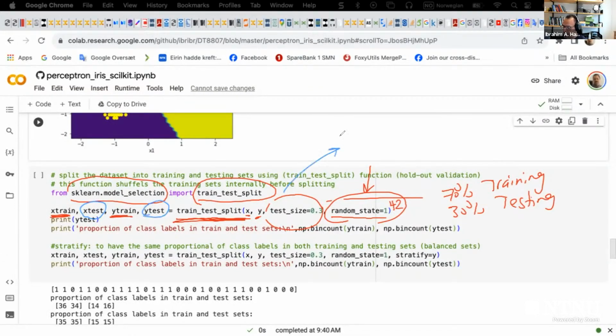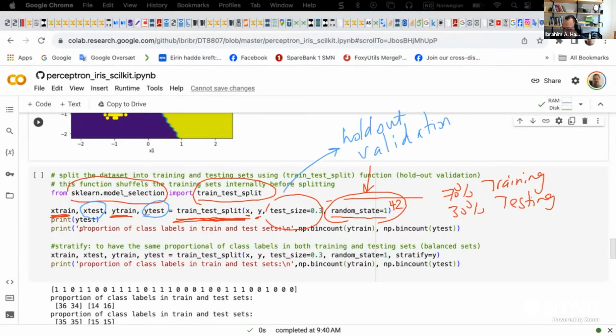I mean, this technique we call hold out validation, which means I will hold out part of the data for validating my model. Very, very famous technique.